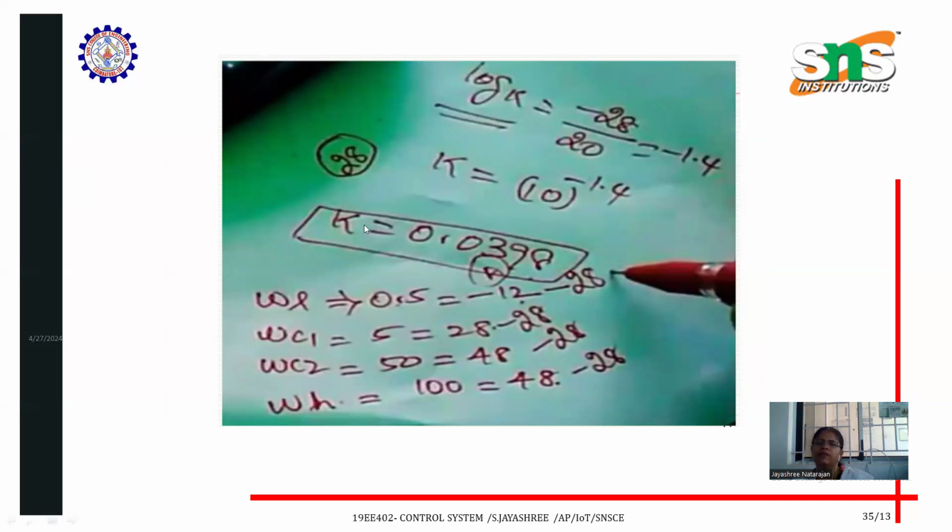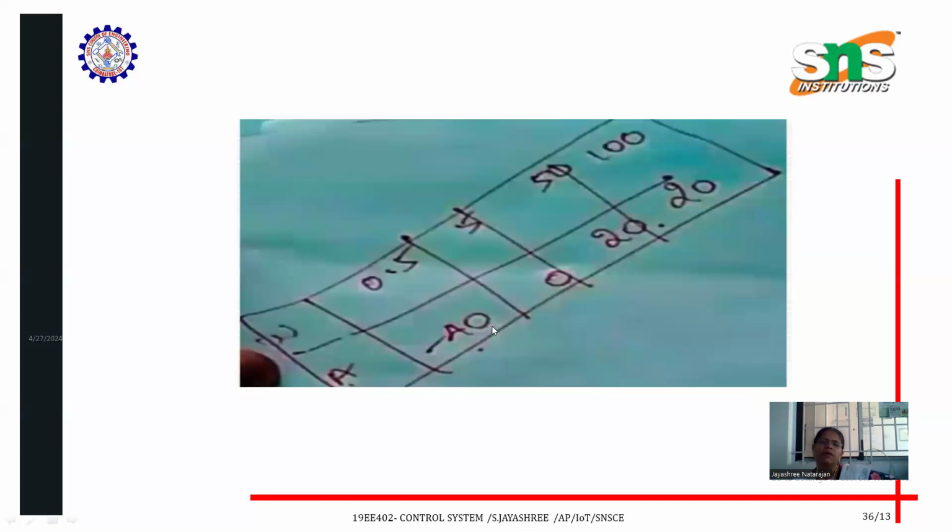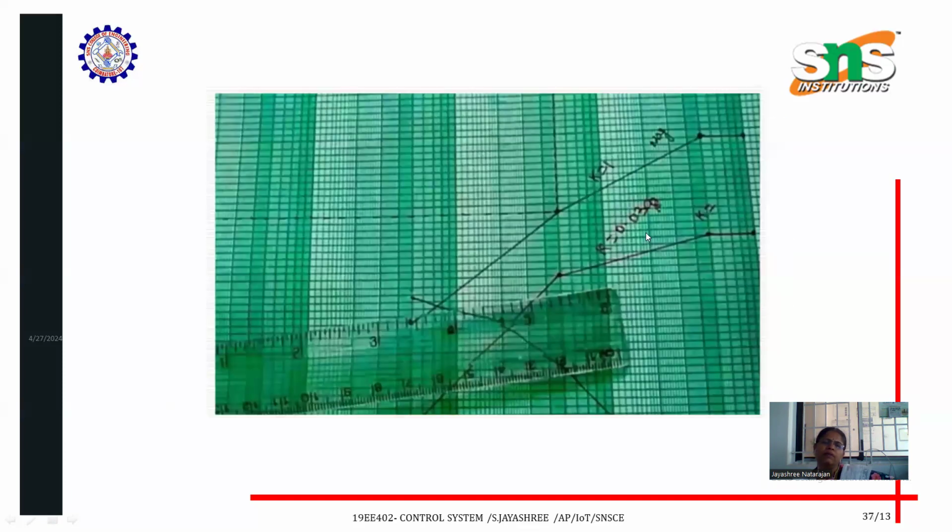So we get this value of K for frequency omega equals 5. At this 5, the magnitude becomes 1. So this 28, we have to subtract from this plot. For 0.5, already we have minus 12, minus 28 is minus 40. For 5, it becomes 0. Then for 50, it is 20. For 100, it is 20. Okay, so draw the magnitude plot again for the correct value of K.